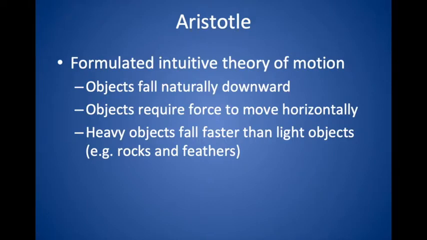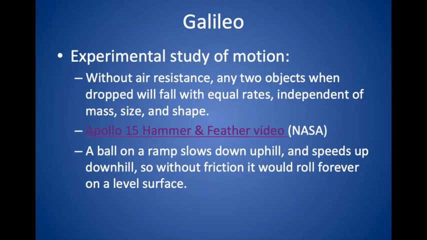An example here is rocks and feathers. You could also take a book versus a sheet of paper, and you see the heavier object falls faster. But Galileo really initiated an experimental study of motion, and he came up with the idea that without air resistance, any two objects, when dropped, would fall at equal rates, independent of mass, size, and shape.